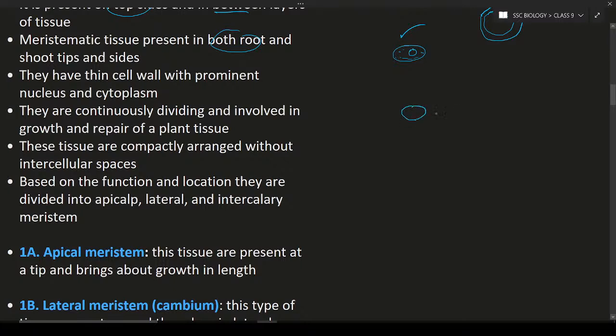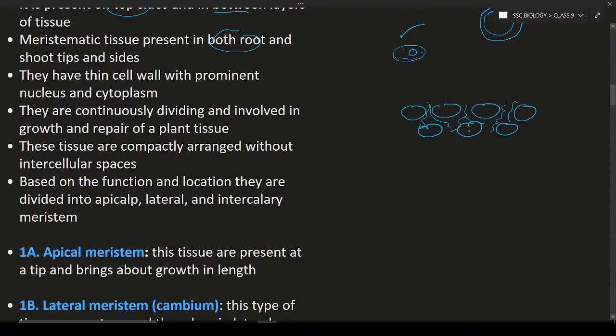So this is one cell, another cell, and so on. Can you see there is space between the cells? Here between the cells there is a space. The space between the cells is known as intercellular spaces.